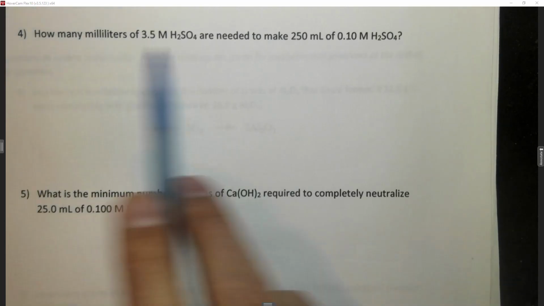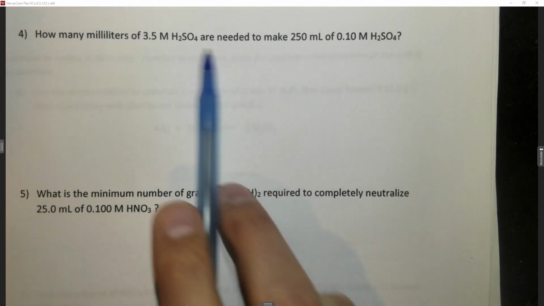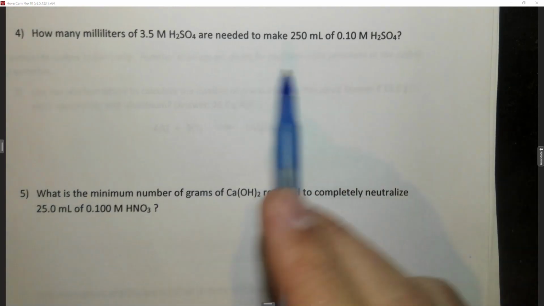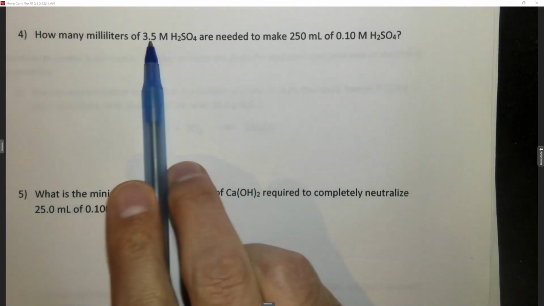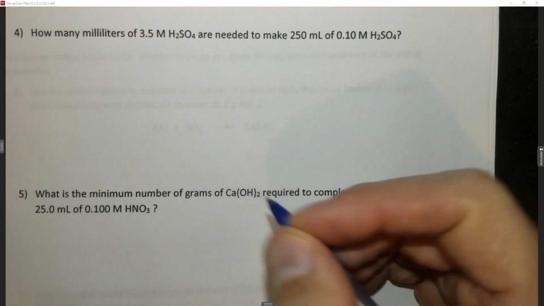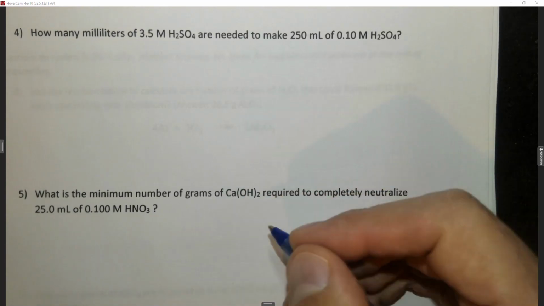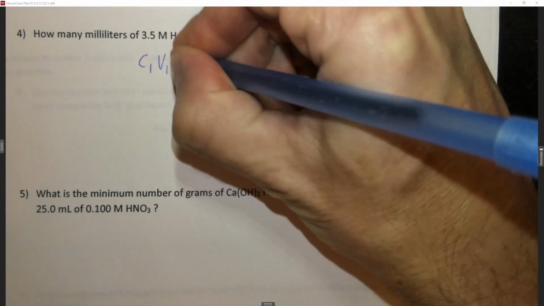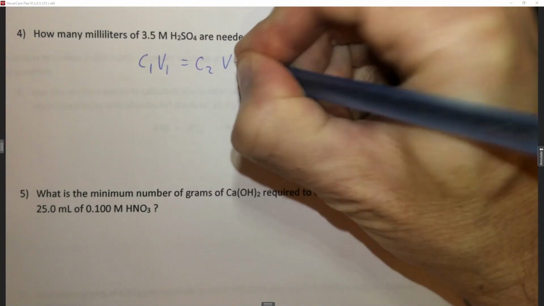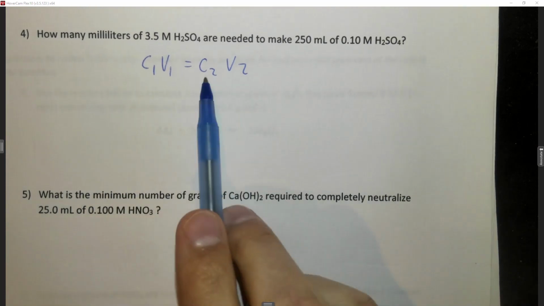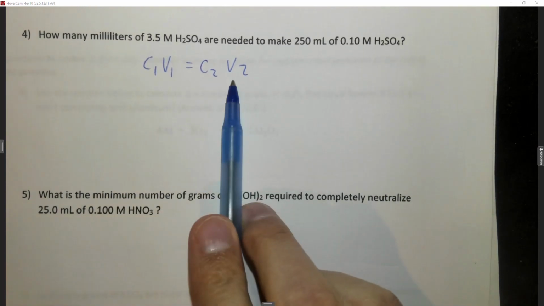Question 4 says, how many milliliters of 3.5 molar sulfuric acid are needed to make 250 milliliters of 0.1 molar sulfuric acid? So this is a dilution question. We have a more concentrated acid, and we want to make it into a less concentrated acid. And we use this in the lab and in the lecture quite often in General Chemistry 2. So here we want to use C1V1 equals C2V2. So this is the initial concentration times the initial volume equals the final concentration times the final volume.